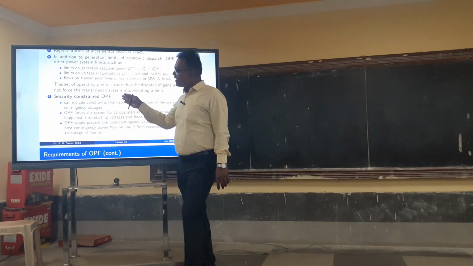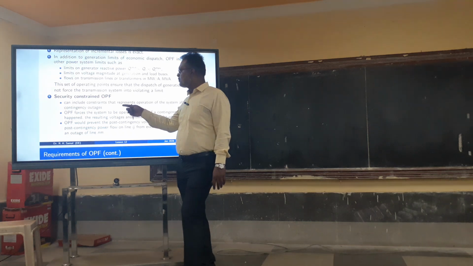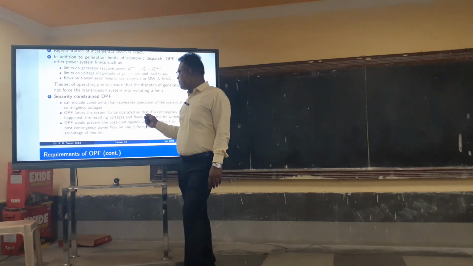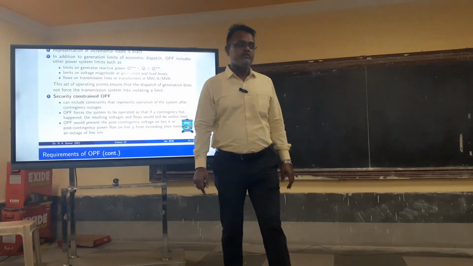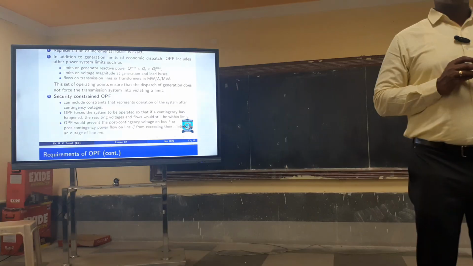Another kind of OPF known as security constrained OPF can include constraints that represent operation of the system across contingency outages. OPF forces the system to be operated so that if the contingency has happened, the resulting voltage and flow are within limit. What is the contingency? What is the meaning of contingency?